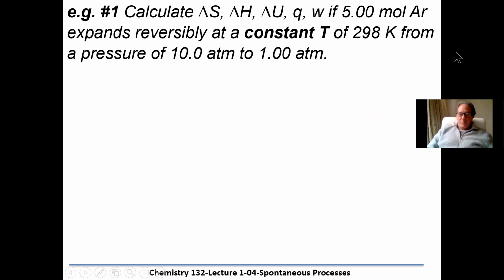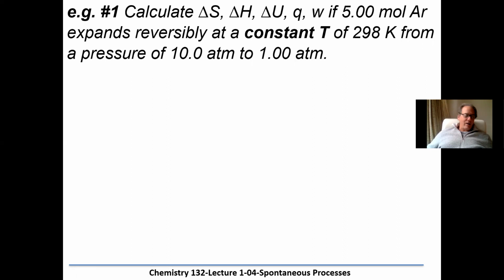What I like to do when I solve a problem is look for key buzzwords. If it's at a constant temperature, it means isothermal. It's reversible. Those are 2 important words. You're shown that argon is a monatomic ideal gas. So we know the value of Cp and Cv.